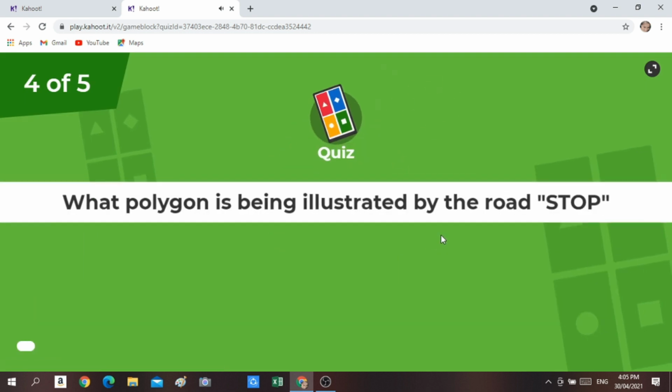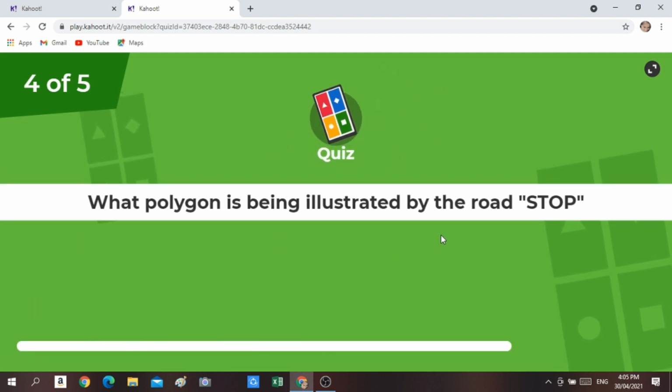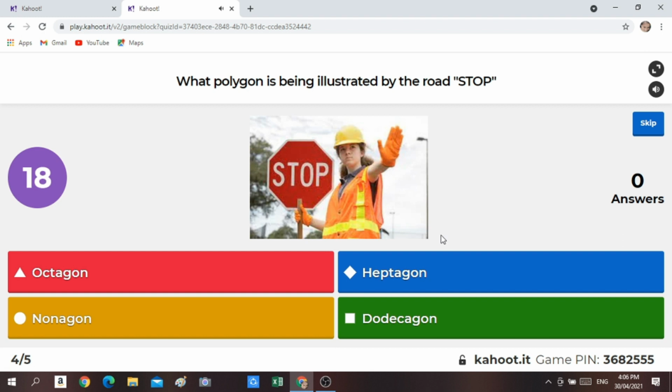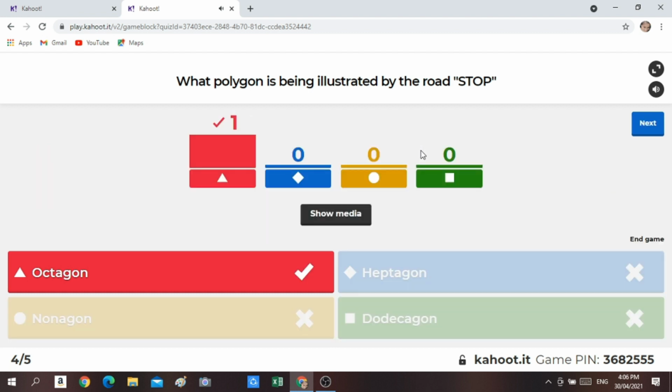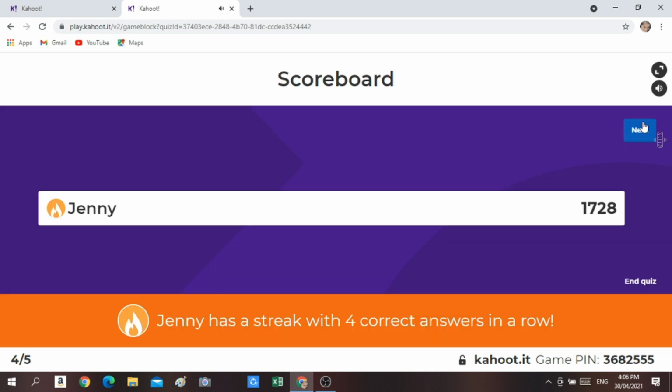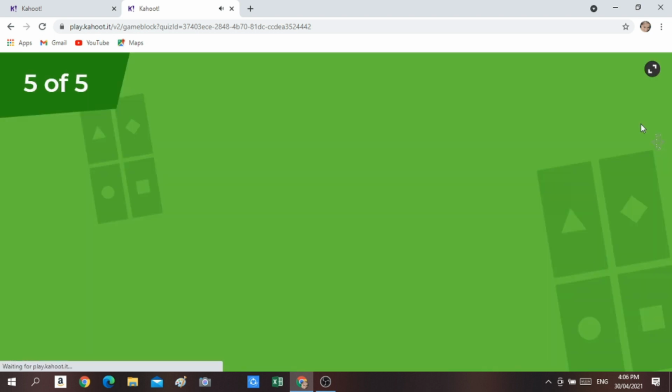And the next is, what polygon is being illustrated by the road stop sign? We always see this. How many sides does the stop sign have? 1, 2, 3, 4, 5, 6, 7, 8. So what do we call that? Is it octagon, heptagon, nonagon, or dodecagon? And the answer is letter A. That is an octagon. When there are 8 sides, we call that an octagon.